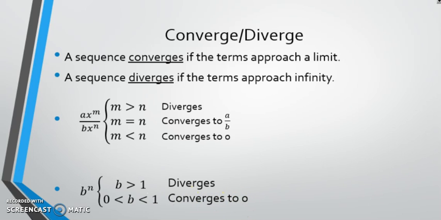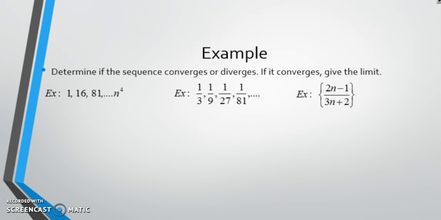So let's look at a couple examples of this. They'll ask you to determine if the sequence converges or diverges. If it converges, then you'll have to say what it converges to. That's what they mean when they say give the limit.